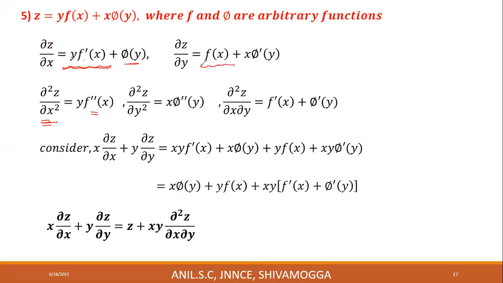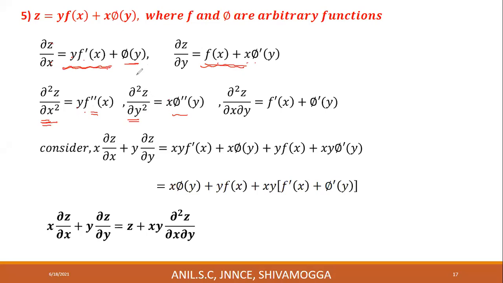Differentiate this equation partially with respect to y, treating x as constant. Derivative of del z by del y is denoted by del square z by del y square. Here f of x is a constant, its derivative will be 0, plus keep x as it is into derivative of phi dash is phi double dash y. These are the two second order derivatives.